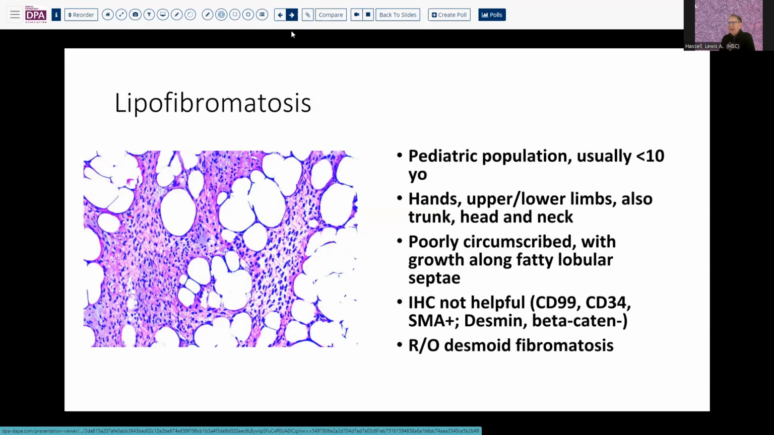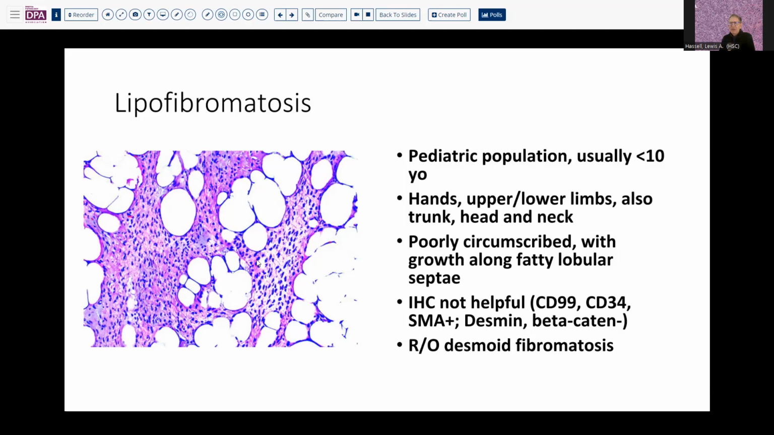But let's talk about lipofibromatosis. This is, again, a clinical pathologic situation, usually with a pediatric population under age 10. This tends to be more distally on the hands and upper and lower limbs, but can occur occasionally on the trunk and upper head and neck. In general, this is a poorly circumscribed lesion with growth along the fatty septi. And you see here this sort of fibromatous component to this.